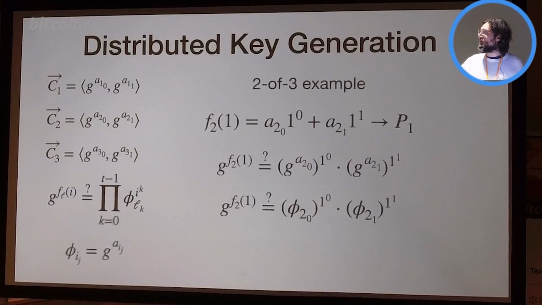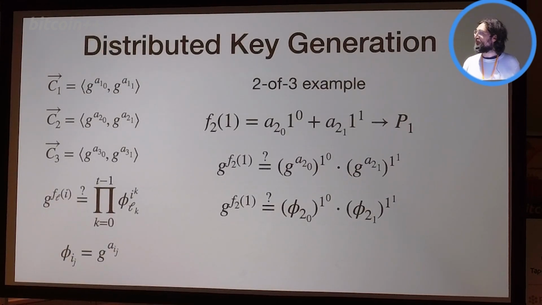So we can see this more clearly here, where let's look at participant 1. Participant 1 received a share from participant 2. So participant 2 had the f2 polynomial, plugged in participant 1's index 1 to generate their share, and gave it to participant 1.